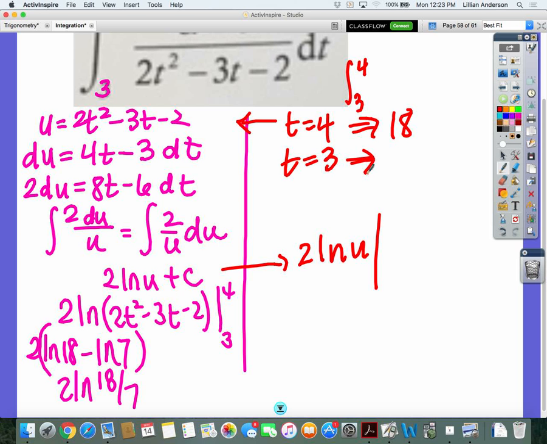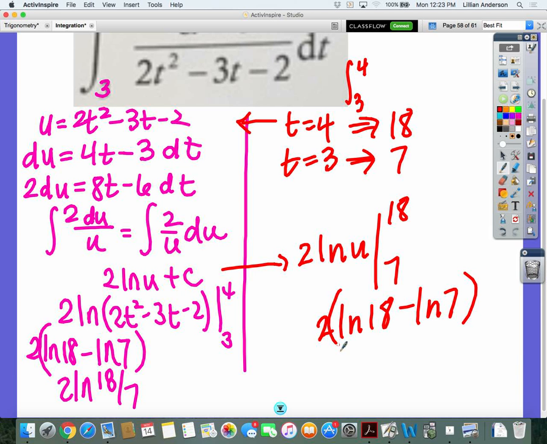What do you get when you plug in 3? 7. You get 7, okay? So you could change the bounds, that way you don't ever have to worry about plugging back in. Then you'll have ln of 18 minus the ln of 7, which takes you right back to this step there.